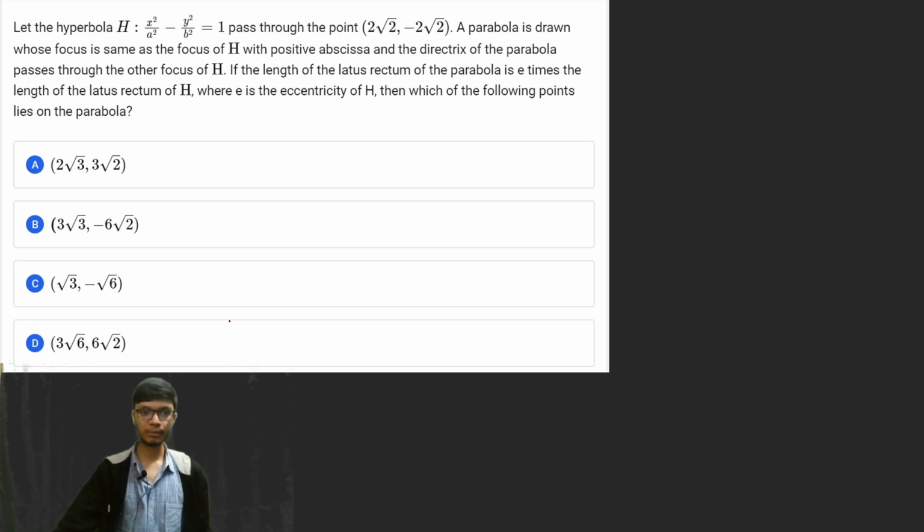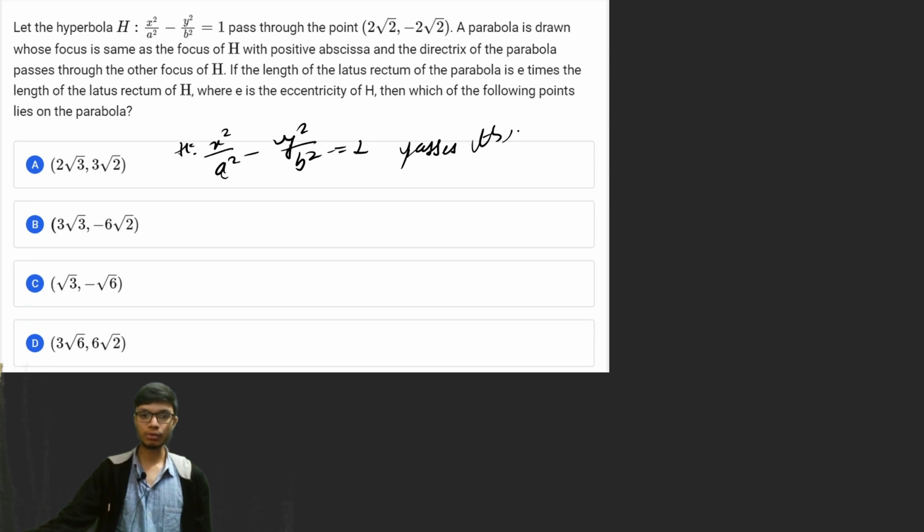The next problem says that we have a hyperbola. The equation of the hyperbola is x square by a square minus y square by b square is equal to 1, and it passes through the point 2 root 2 comma minus 2 root 2. So it is a hyperbola which passes through the point 2 root 2 comma minus 2 root 2.